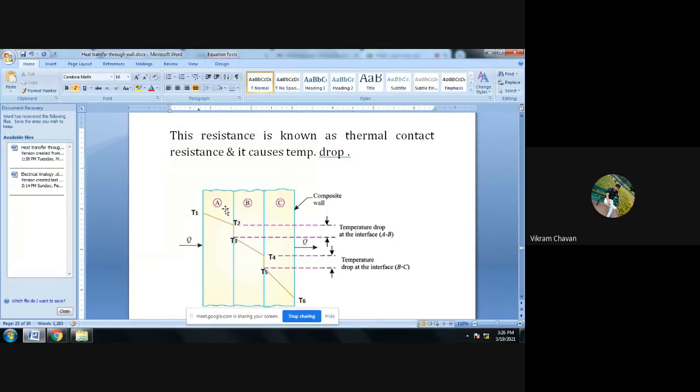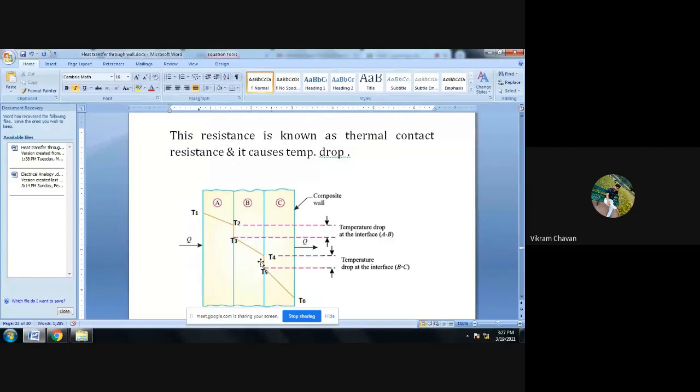T2 is the exit temperature of wall A, whereas T3 is the entry temperature of wall B. So ये जो डिफरेंस है, इस डिफरेंस को बोलते हैं टेम्परेचर ड्रॉप एट द इंटरफेस between the two walls. Which are those two walls? A and B. Similarly, the thermal contact resistance will be present between walls B and C.